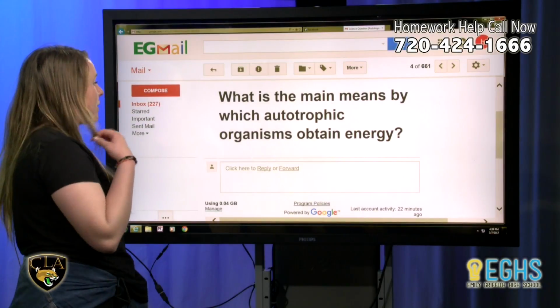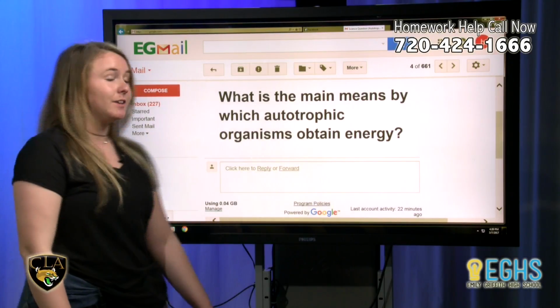What is the main means by which autotrophic organisms obtain energy? Yeah, so this is a great question. I'm actually teaching some of this in my class right now. And as I usually like to do, I'd like to talk a little bit about what the question is really asking, think about some of the words.